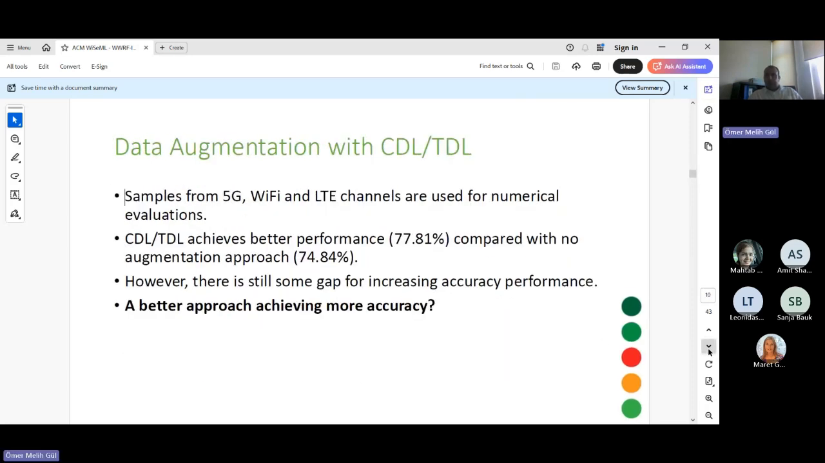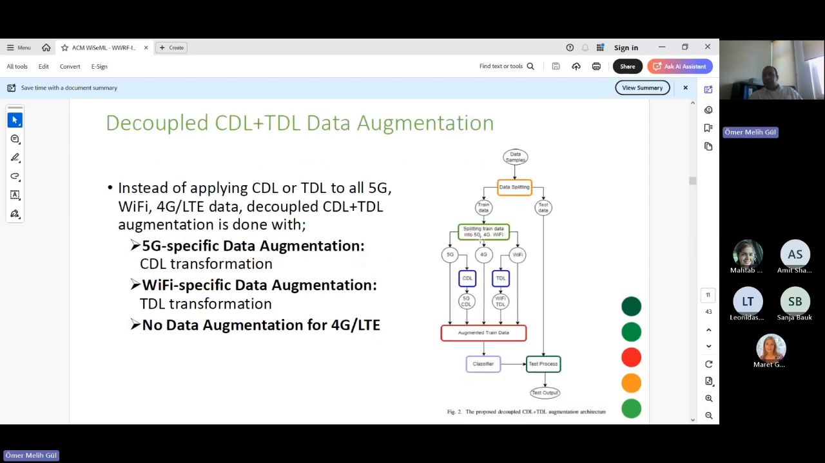It is not a big deal to understand which data is 5G, which of them is 4G, which of them are Wi-Fi. So we can apply the separate transformation. And here we keep the 5G, but also we have 5G CDL. We keep Wi-Fi, but also have Wi-Fi TDL. As I said, that is a middle step.